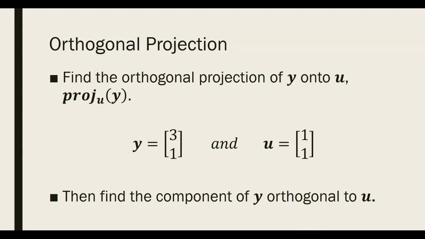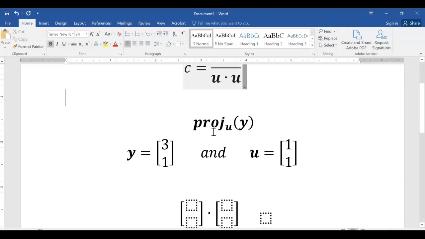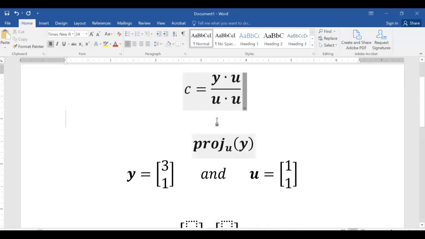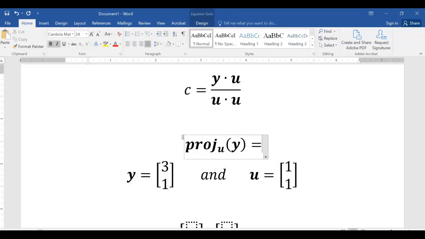Okay, so let's go into this. Again, the coefficient is going to be just like the coefficient we had before, y dot u divided by u dot u, so inner products. Projection of u onto y, I need to first calculate the coefficient and then multiply that coefficient by the u. All right, so the projection onto y is going to be the coefficient times u, that coefficient being the one I just found. Okay, this one up here.